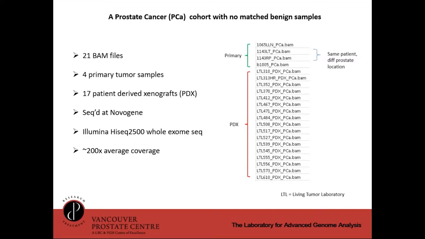So again, 21 BAM files, 4 of which are primary tumor samples. You can see up here with the green arrow. 2 of the 4 are actually from the same patient. They're just from 2 geographical, if you will, sections of the prostate. One's left transverse, right posterior. And there's 17 patient-derived xenografts, which are human prostate cancer tumor samples grown in mice.